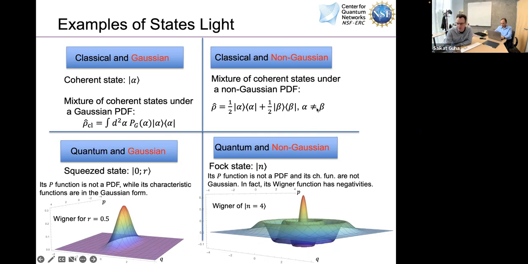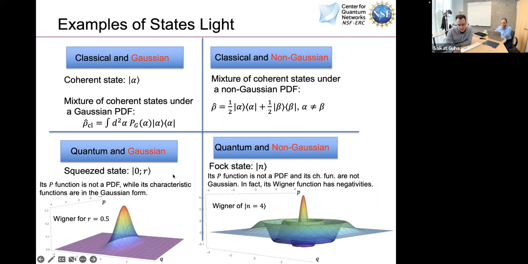However, if you go to calculate the Wigner function of that, or any other of the characteristic functions, and then do the Fourier transform, you will find that this is a non-Gaussian characteristic function. Therefore, the state is non-Gaussian. A state can be quantum, but Gaussian. A prime example is the squeezed state of light. If you calculate the Wigner function, you will find it has a very nice Gaussian form.